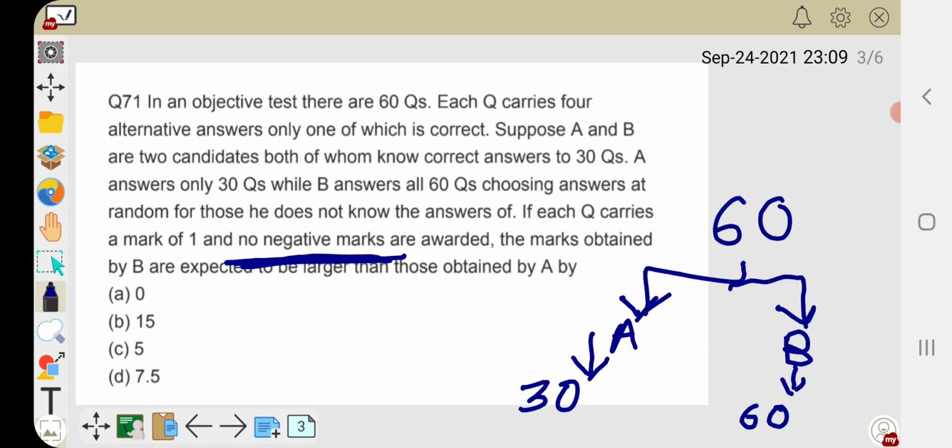So here A is answering 30 questions confidently, each question having 1 mark, so A will get 30 marks. And even if B is answering 60 questions, as the answers given by B are correct for only 30 questions, B will get 30 marks only. There are no negative marks, so B will get 30 marks. Even if he answered 60 questions, only 30 are right, so B will get 30 marks, and A will also get 30 marks. So the marks obtained by B are expected to be larger than those obtained by A by 0 margin. So option A is the right answer.